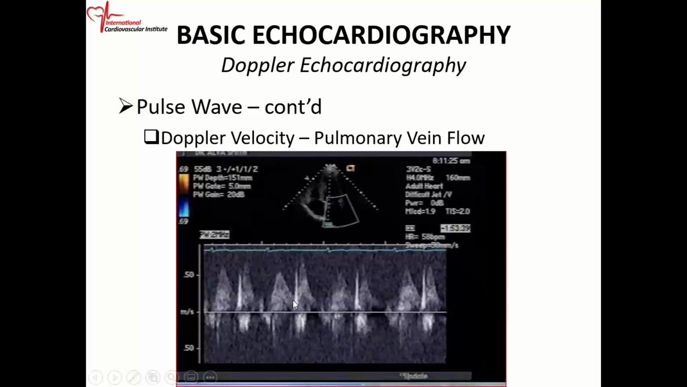This is the systolic component. In diastole, blood is still going to flow from the pulmonary vein into the left atrium, so you get your diastolic component. But when the atrium contracts, it's going to push blood in the opposite direction. It's going to push blood backwards into the pulmonary vein, so you get what we call an atrial flow reversal.